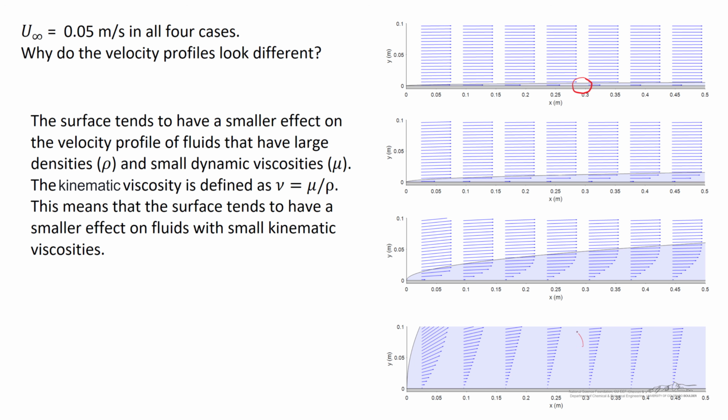And at the other extreme, a velocity profile that looks like the one on the bottom would be indicative of a fluid that has a very small density and a very high dynamic viscosity, or a very high kinematic viscosity. Because the Reynolds number is defined as the density of the fluid times its free stream velocity multiplied by the coordinate position x divided by the dynamic viscosity, we find that for fluids or conditions in which the Reynolds number is large, it results in a smaller effect on the fluid.